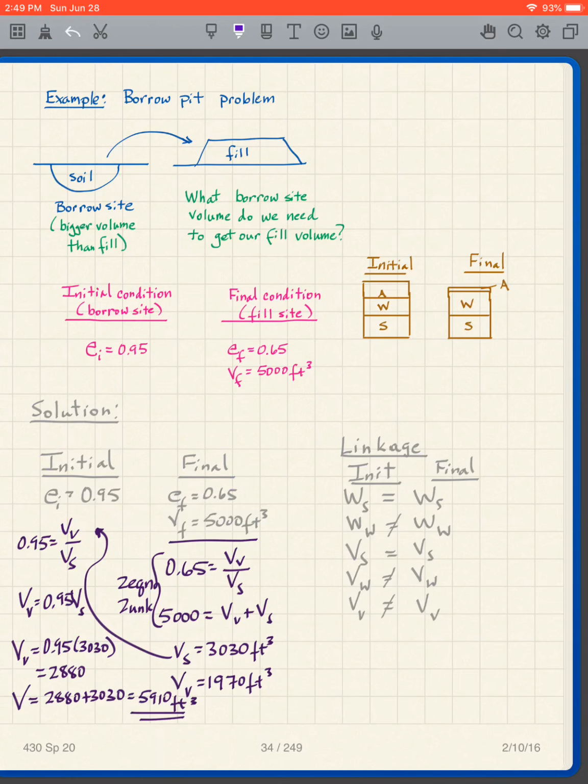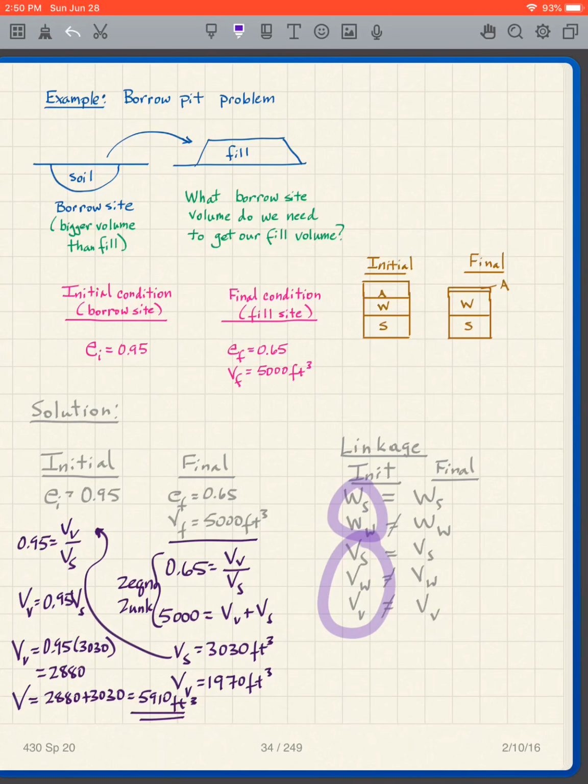And what do I see in this linkage? I have the initial condition, final condition. Well, what's equal and what's not equal? And what we see is that the solids in initial and final are the same. Now, what we list here are all my weights and volumes. What are my weights and volumes? So I have two weights, the weight of the solids and weight of the water, and I have three volumes. Volume of solids, volume of water, volume of voids.